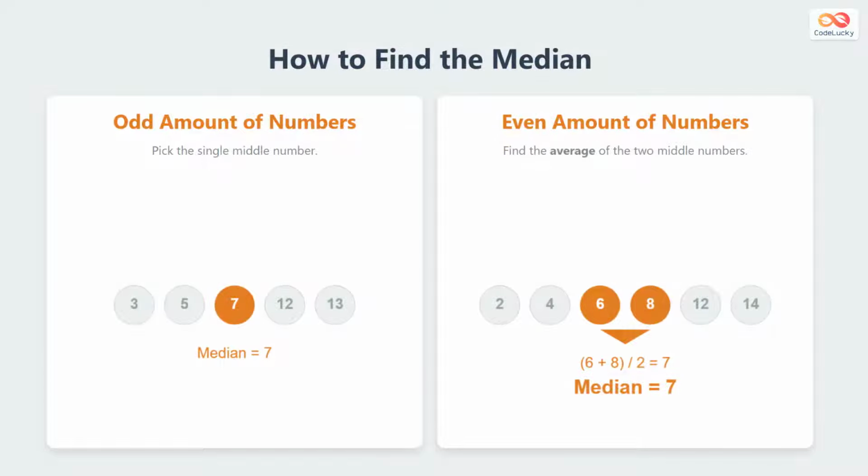Finding the median depends on how many numbers you have. If you have an odd amount of numbers, it is easy. Just pick the one exactly in the middle. But if you have an even amount of numbers, you will have 2 numbers in the middle. In that case, take the average of those 2 numbers to find the median.